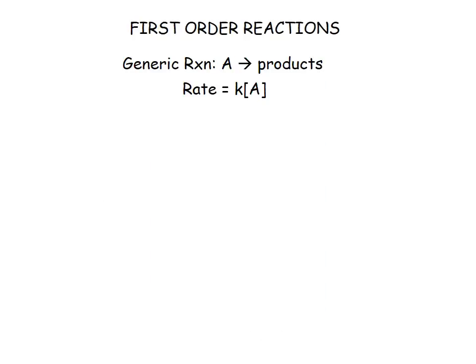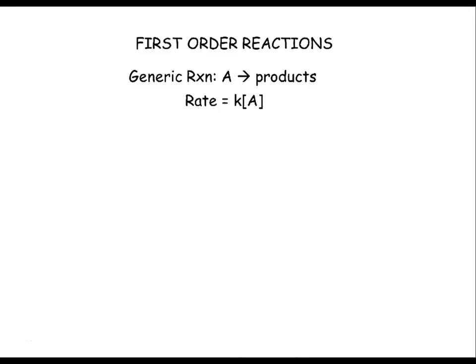We're going to move on to first order reactions. For a first order reaction, the differential rate law is rate equals k times A to the first power, and that's why it's first order, because it's A to the first power. So here we have our first order reaction written in a differential form.